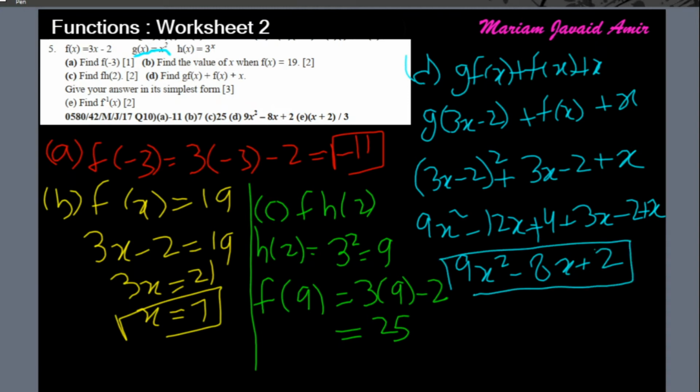Answer for part D. Part E, find f inverse of x. So simply write y is equal to f(x). So y is equal to 3x - 2. Then take 2 to the other side, make x the subject. So this will be the answer. Just replace y with x.